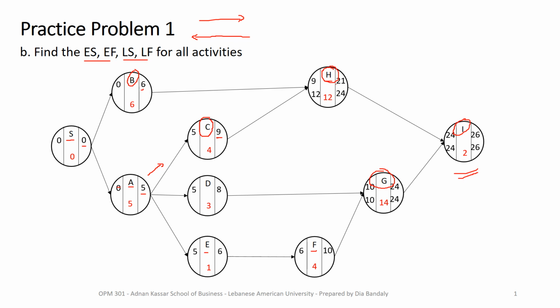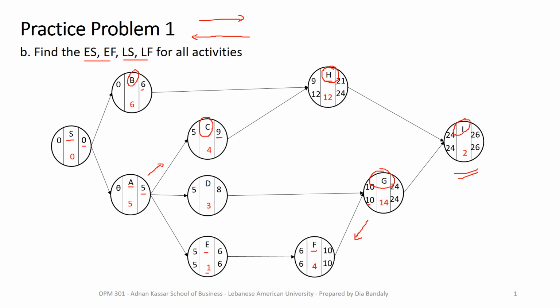Okay, now I will move backward from G to F, and the latest finish of F will be the latest start of G, which is equal to 10. 10 minus 4, that's 6. Then we move from F to E. The latest start of F is equal to 6, which means this will be the latest finish of activity E. Then 6 minus 1, so that will be 5.